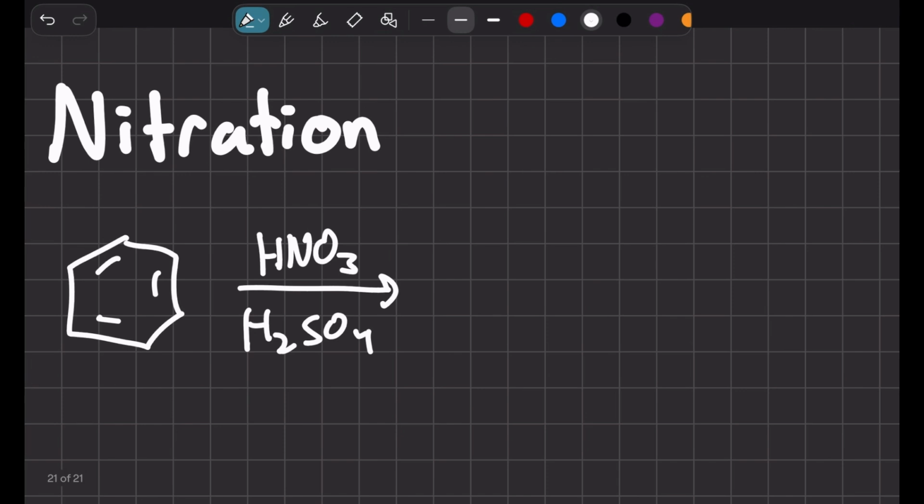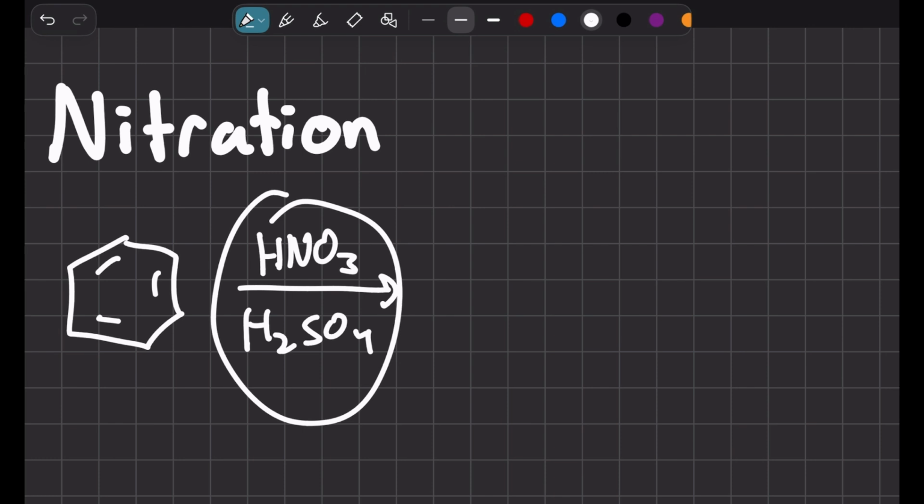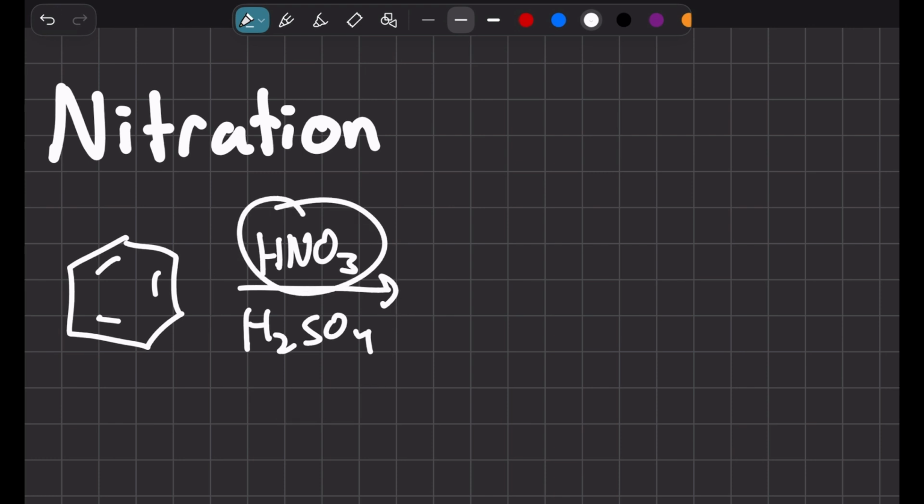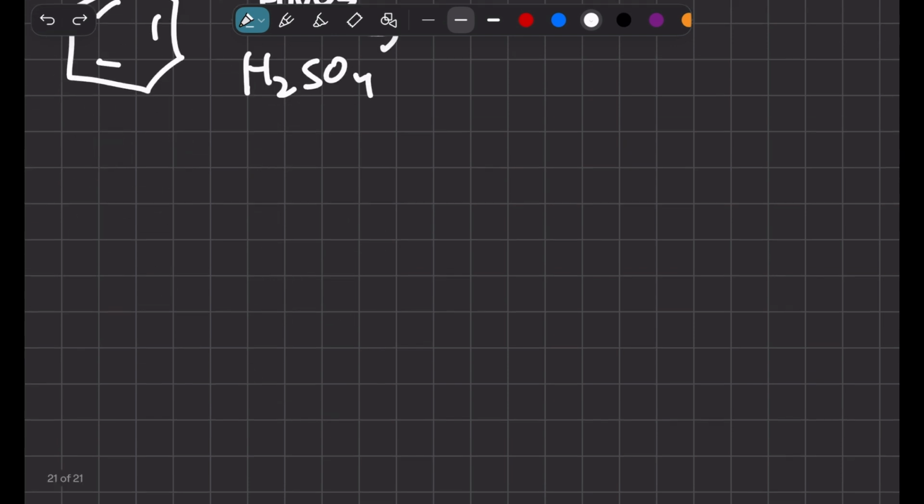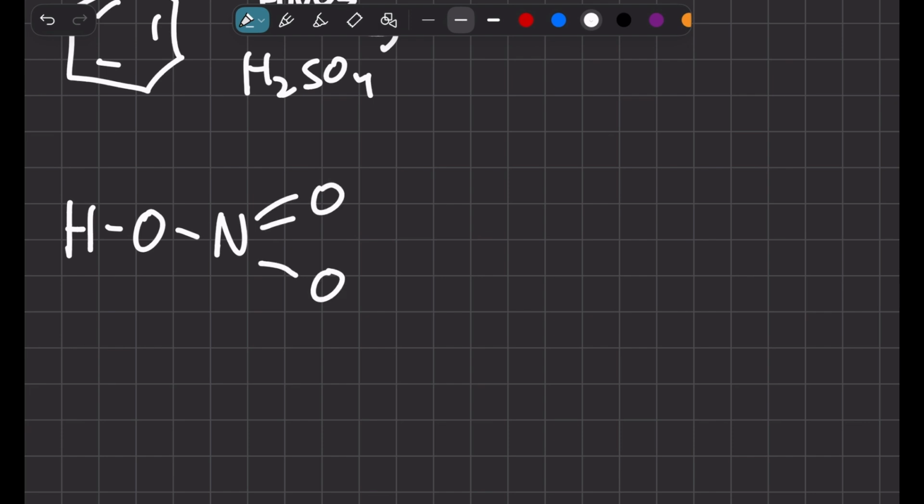Next is nitration. These are the set of reagents that you'll see for nitration. It will most likely be this and only this. In order to do the mechanism, you need to know the Lewis structures of both nitric acid and sulfuric acid. For nitric acid, we have our HO bonded to the nitrogen, which is double bonded to an oxygen, and single bonded to another oxygen.